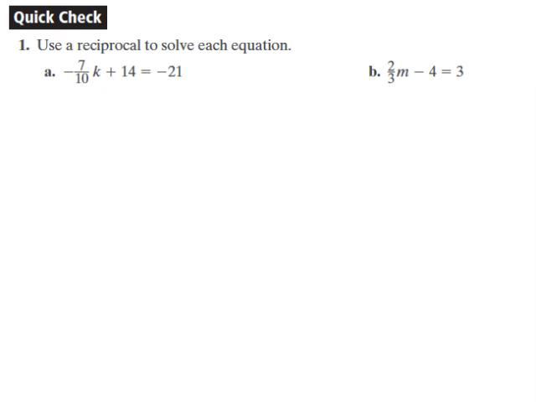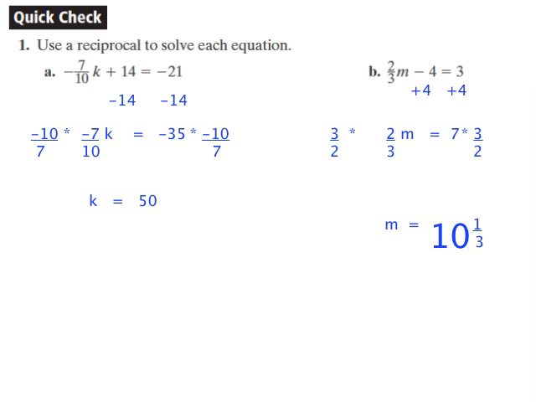For the first problem, you need to subtract 14 from both sides of the equation. On the left, you're left with negative 7 over 10 k, and on the right, you have negative 35. Next, we're going to multiply both sides by negative 10 over 7. On the left-hand side, the fractions cancel each other out, and you're left with k. On the right-hand side, negative 35 times negative 10 over 7 is going to be 50. So k equals 50.